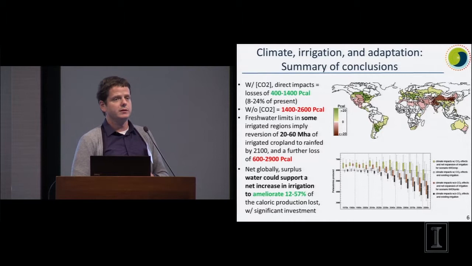If you add up all of the red watersheds here on the map, you find that the amount of irrigated land that could be forced to convert to rain-fed by the end of the century implies the reversion of between 20 and 60 million hectares of irrigated cropland globally by 2100, which implies a further loss of between 600 and 2900 petacalories of food production. So roughly the same order of magnitude as the direct climate effect, just from the effects of constrained irrigation water availability.